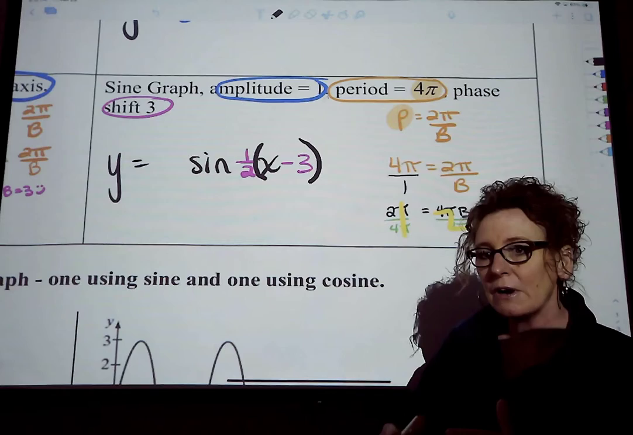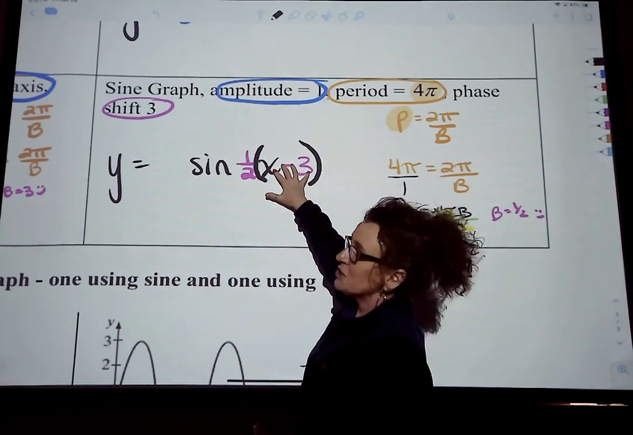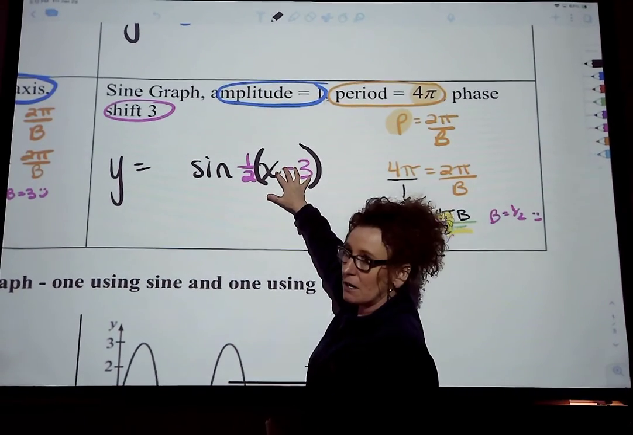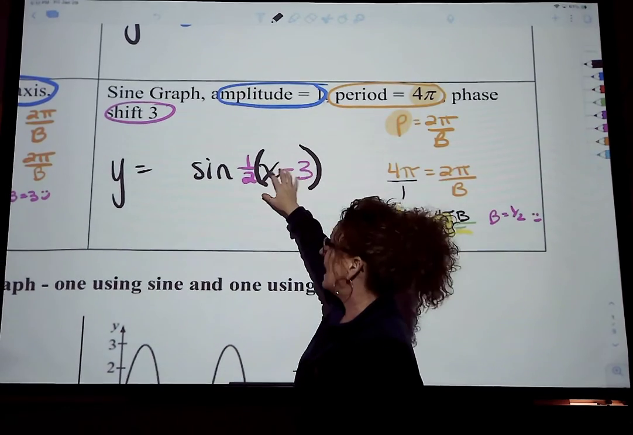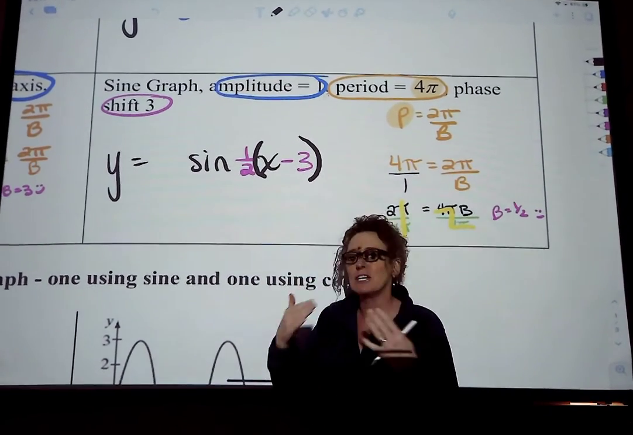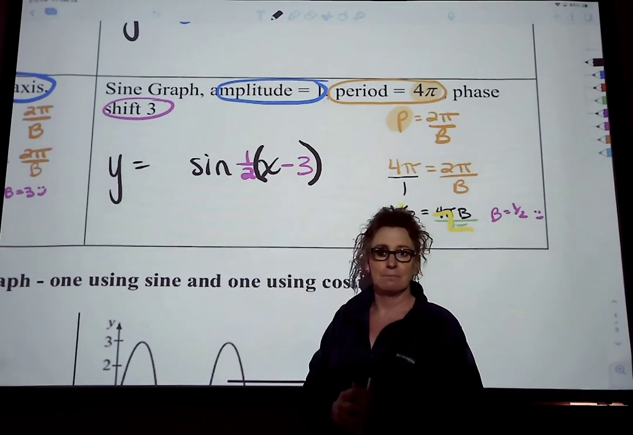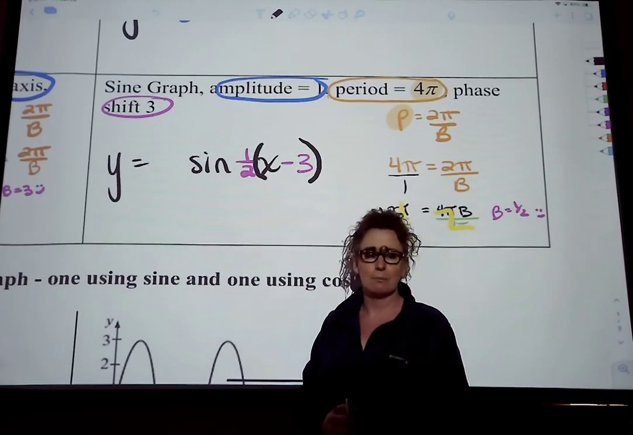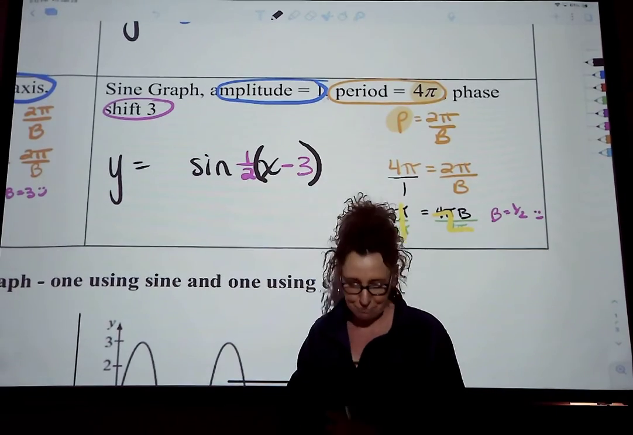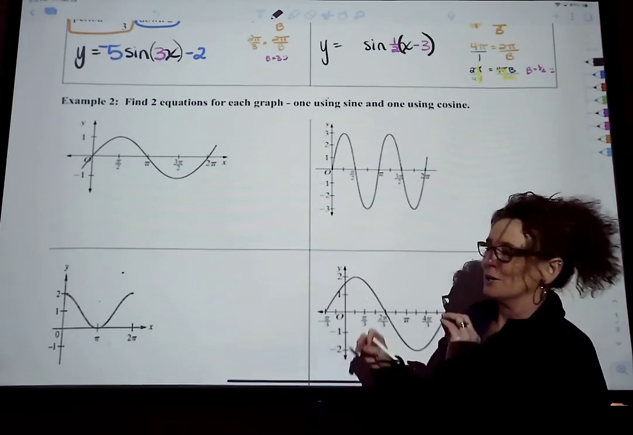You putting your parentheses there, does that say I have a phase shift of 3 and b is 1/2? Because remember, you can't talk about phase shifts until it's in factored form. So write it in factored form. Alrighty, so you've got a little bit of experience writing equations. Here's where it gets fun.